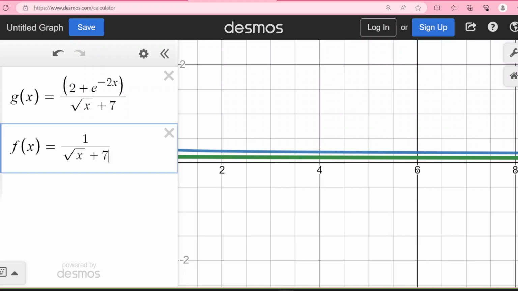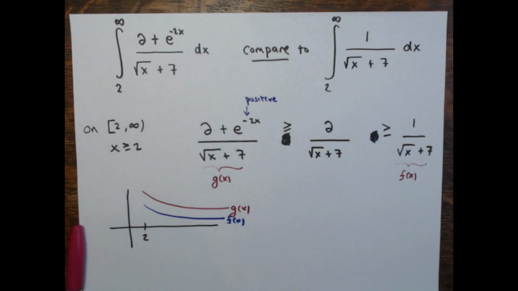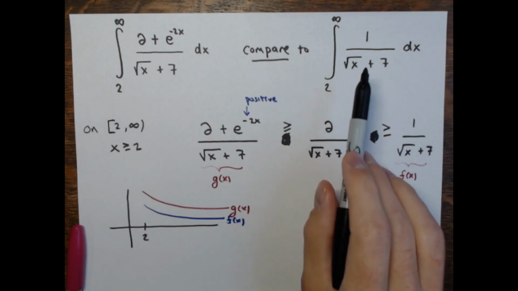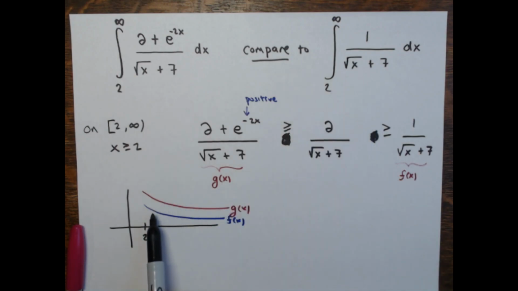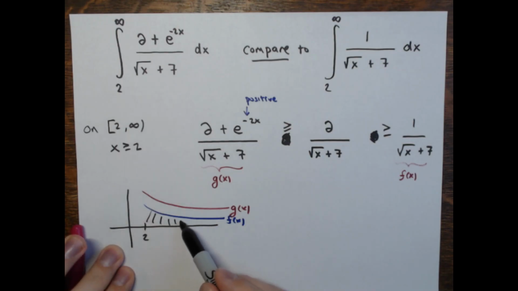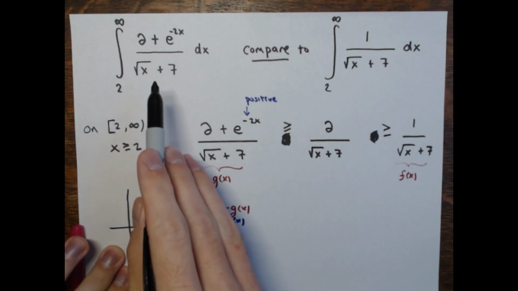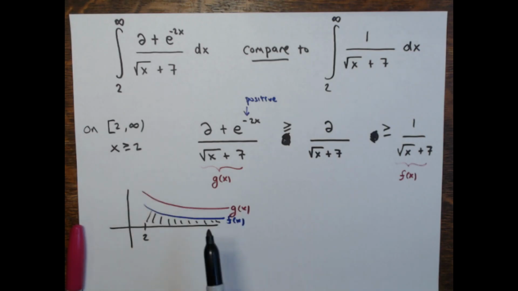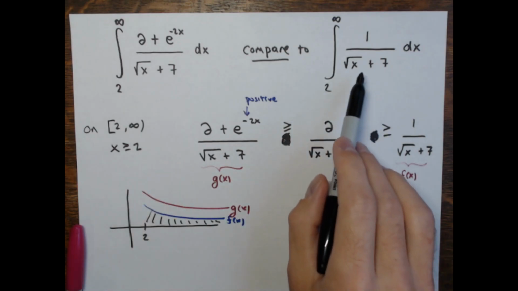So what I'm going to do now is find this integral. Remember, if the smaller one diverges, the area under f here, then I know the larger one does, and I know our integral here diverges as well. Now, if this converges, I can't say anything about the larger one, because the larger one might be just barely bigger and converge, but it also might be a lot bigger and diverge.